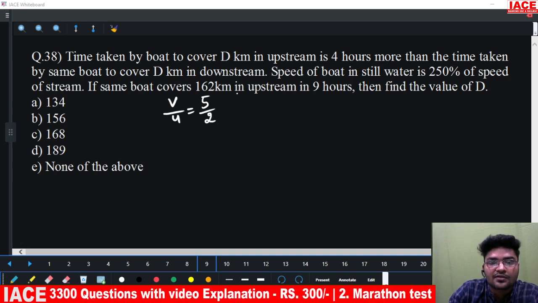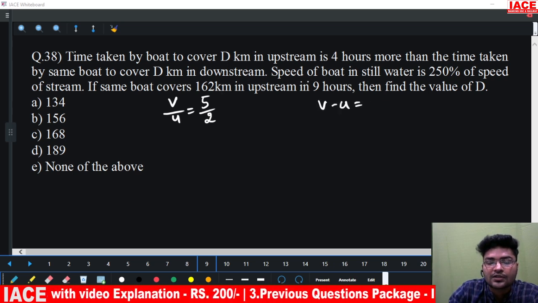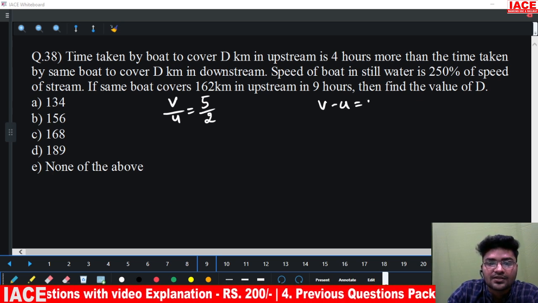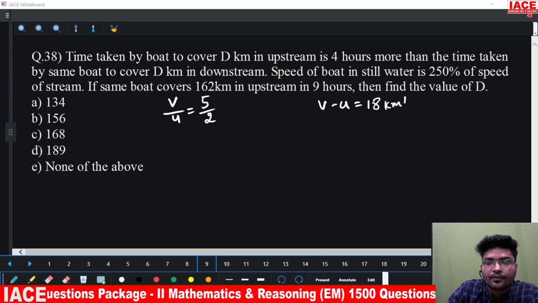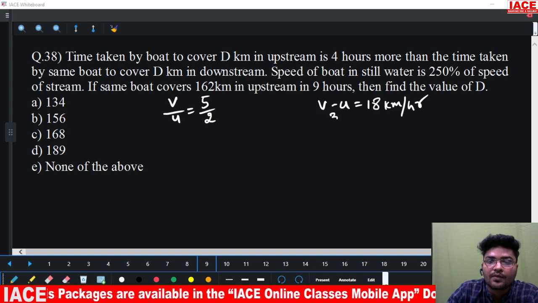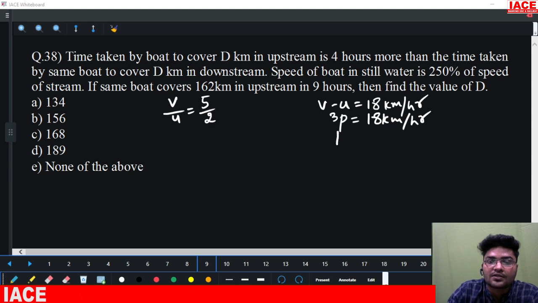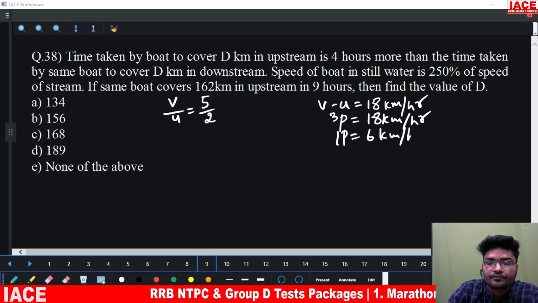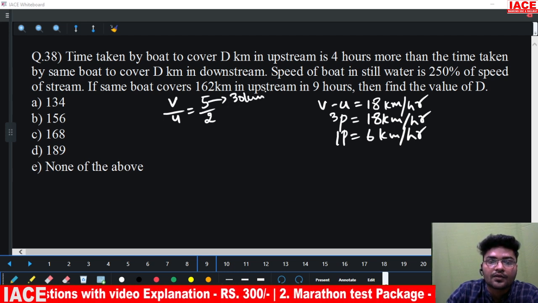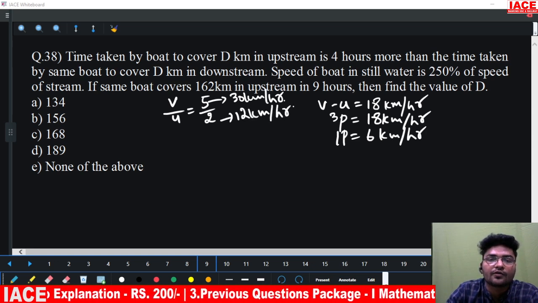So upstream speed, that is V minus U, is equal to 162 by 9, which is 18 kilometers per hour. V is 5 parts, U is 2 parts. So 3 parts is 18 kilometers per hour. That means one part is 6 kilometers per hour. V will be 30 kilometers per hour. U will be 12 kilometers per hour.